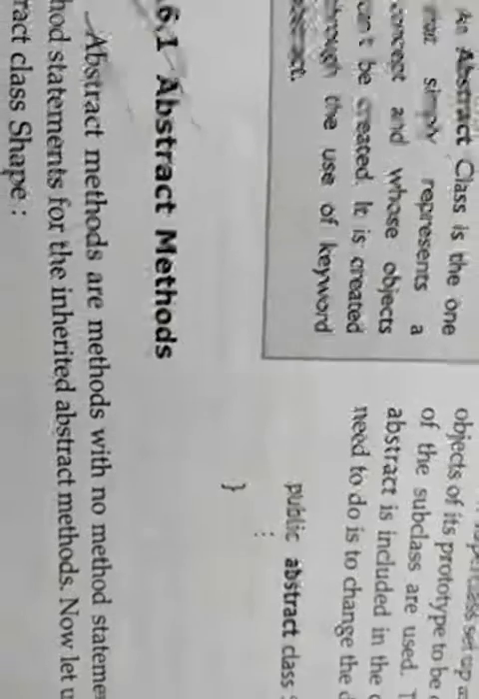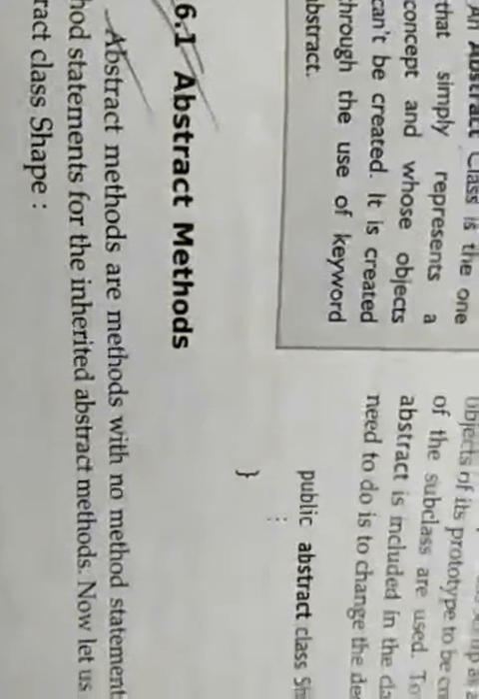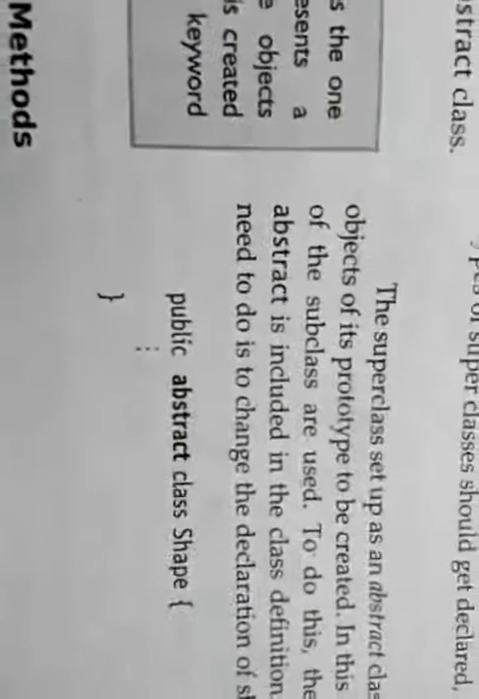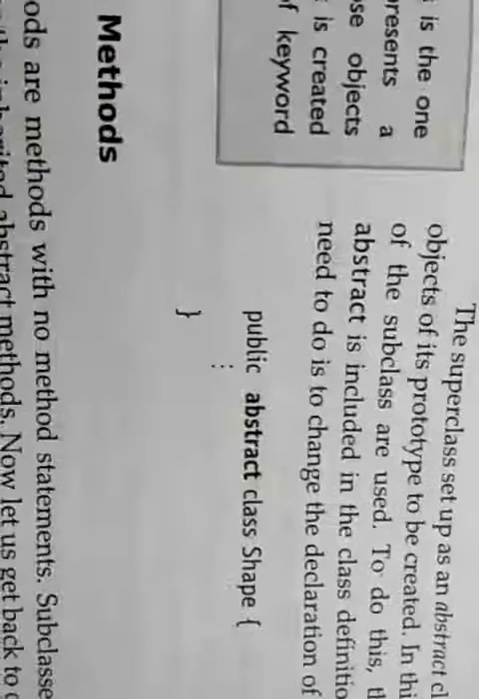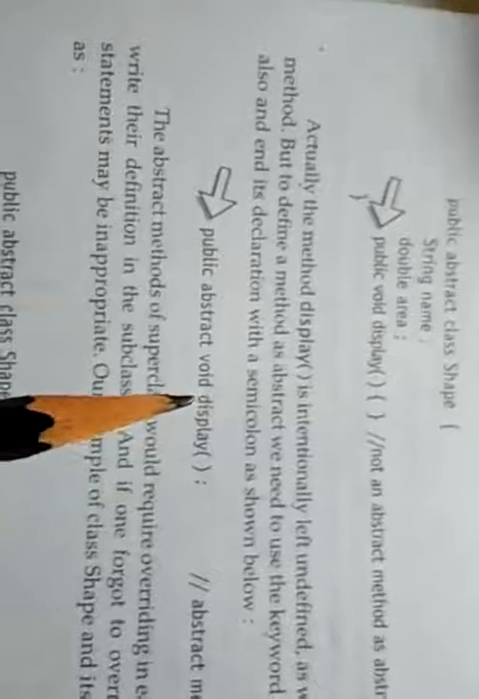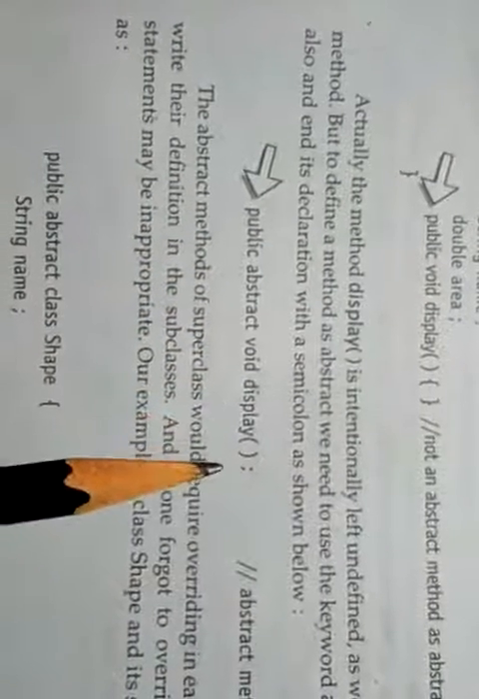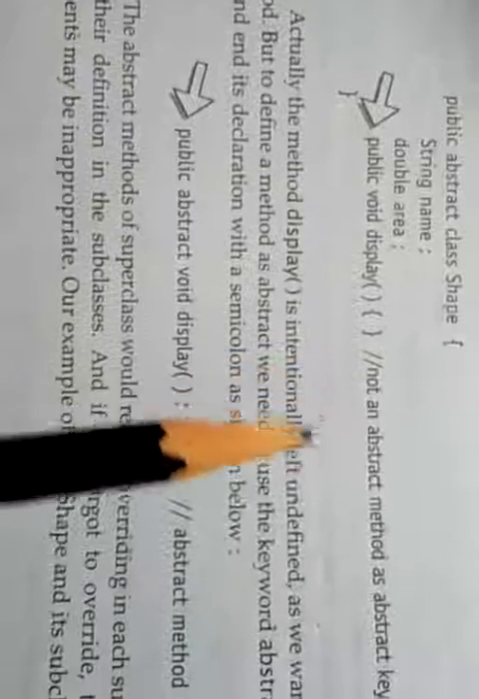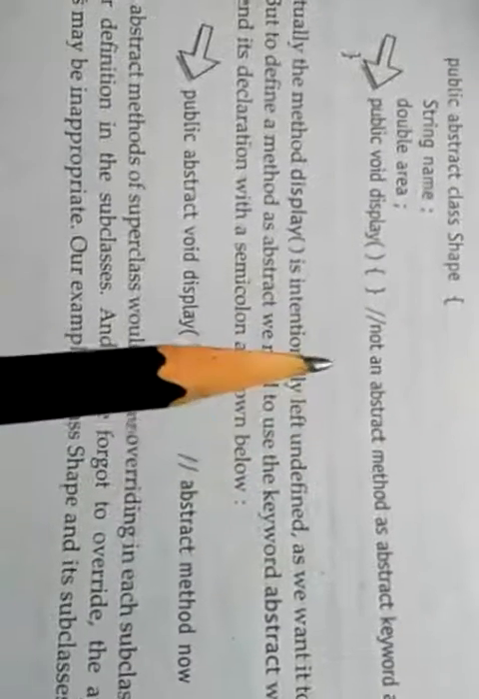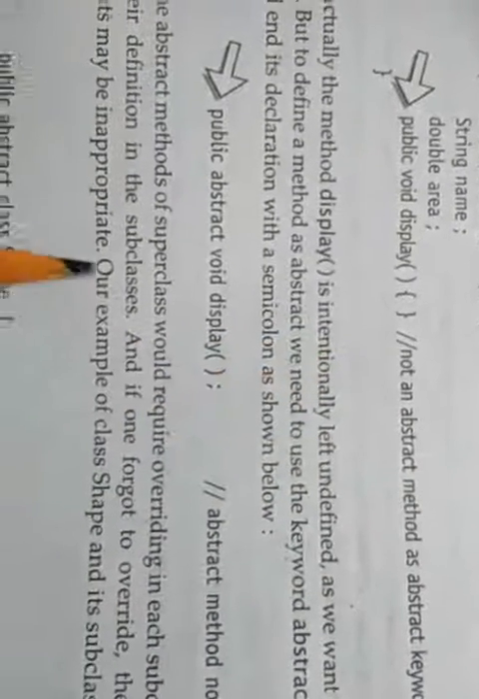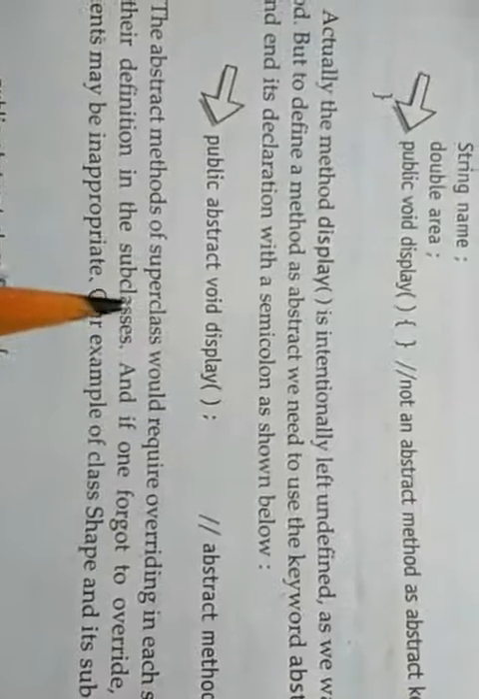We can also create an abstract method with the help of the abstract keyword. This is the syntax of an abstract method: public abstract void display, followed by a semicolon. In the base class, we cannot write the definition of the abstract method. So it is compulsory that the derived class has the abstract method definition.